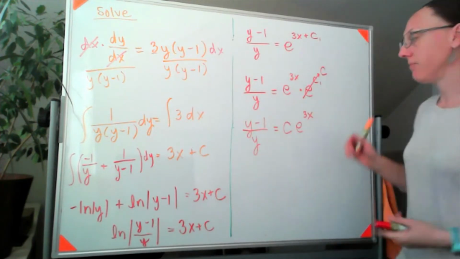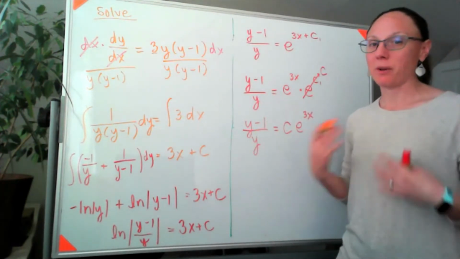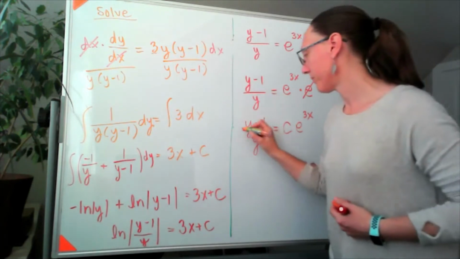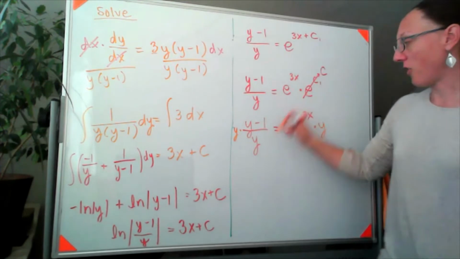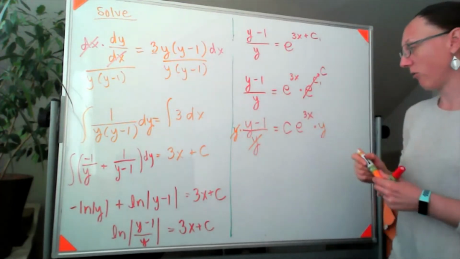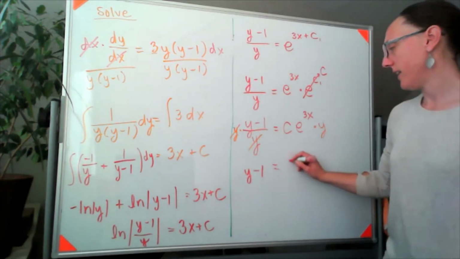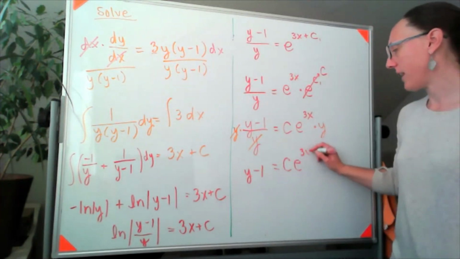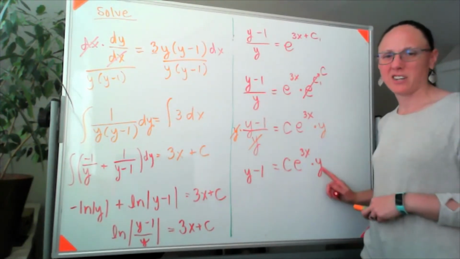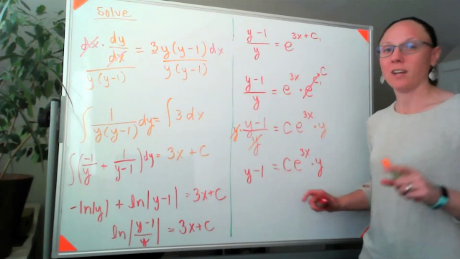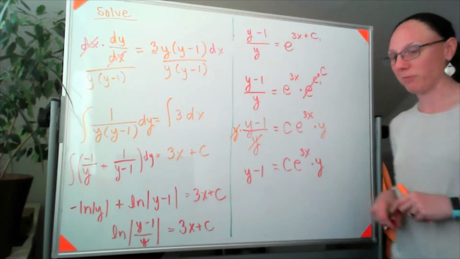I hate fractions. This side of the equation has a fraction on it, so I'm going to multiply both sides by y. On the left-hand side, those y's will cancel out, leaving me with y minus 1 is equal to C e to the 3x times y. Now you might be thinking, well, wait, can I just suck up the y with that constant too? No, because this one's a constant and this one's a variable. Can't mess with that y.